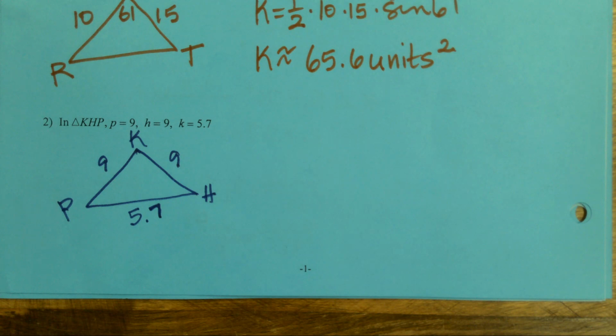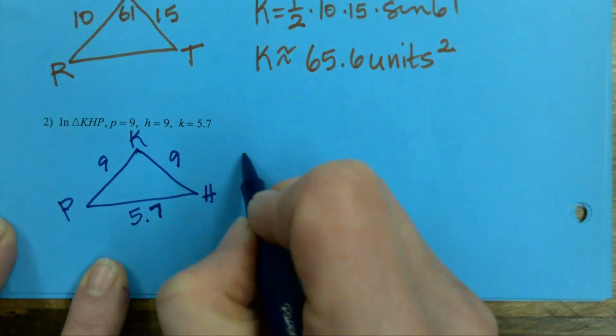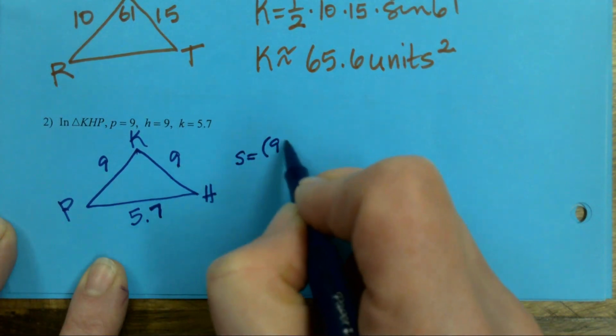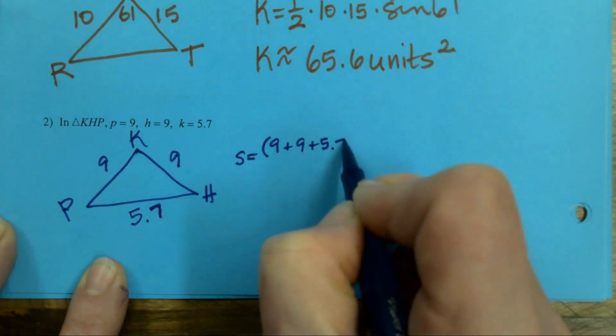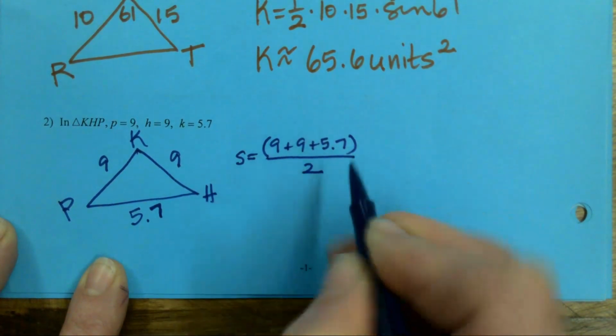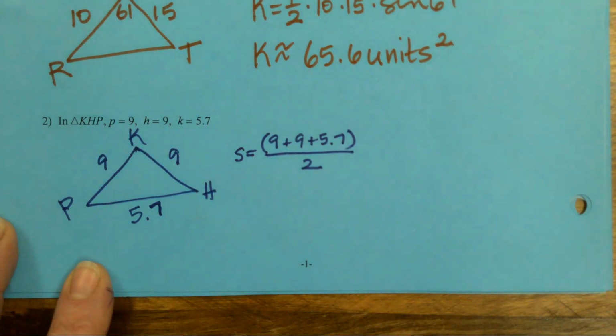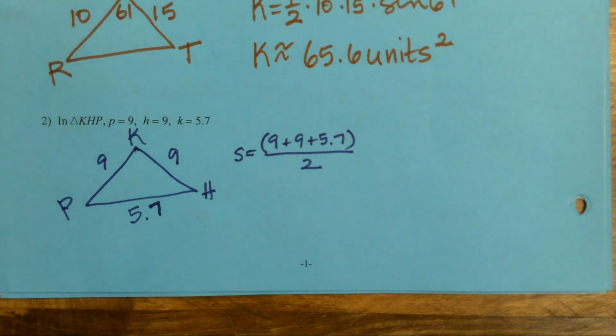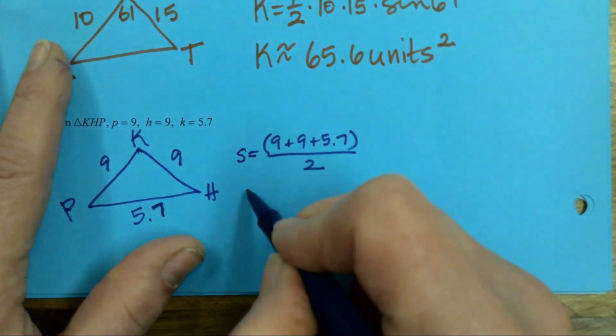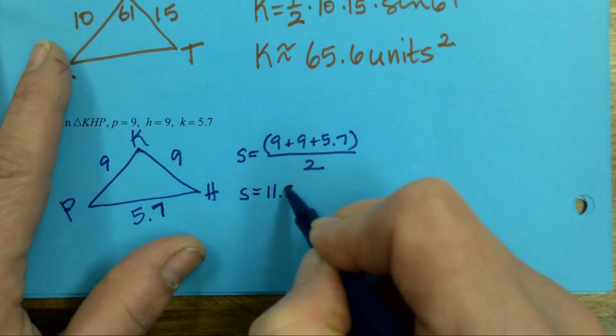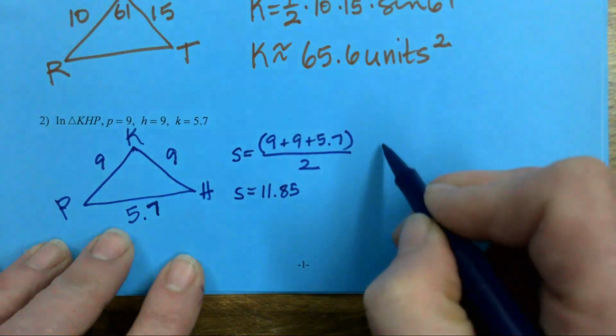Clearly this one is a side, side, side. Great. And so that means I have to find the semi-perimeter. So my semi-perimeter is 9 plus 9 plus 5.7 divided by 2. Again, please make sure you put that top in parentheses if you're plugging it in your calculator, or just hit equals before you divide. And I got 11.85. And then I can plug it in my area formula.